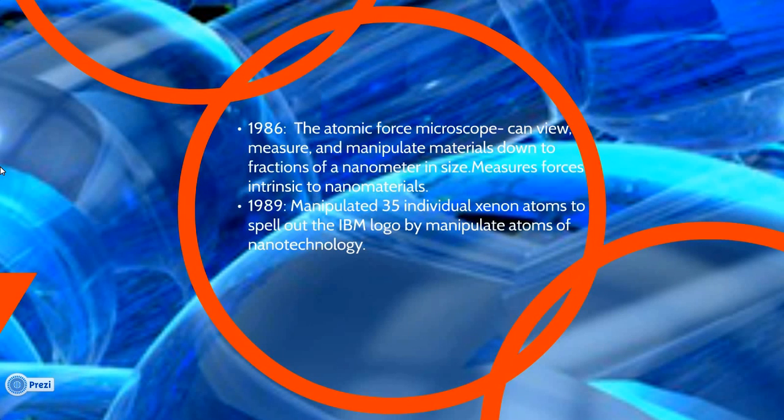In 1986, the atomic force microscope was first discovered, which is able to view, measure, and manipulate materials down to nanometer size. And in 1989, xenon atoms were used to spell the IBM logo by manipulating atoms.